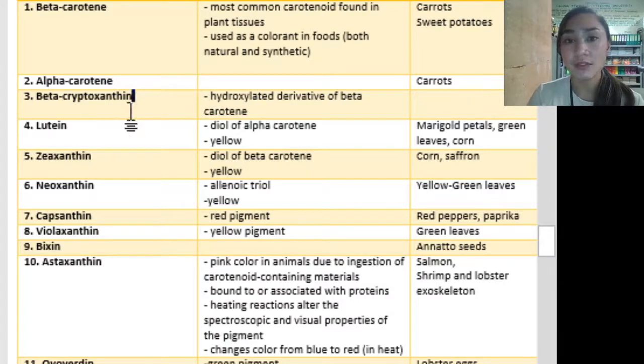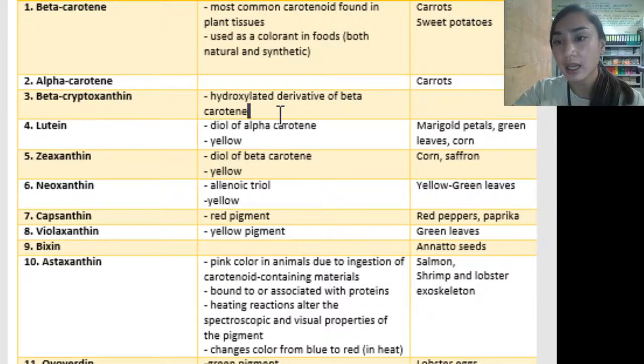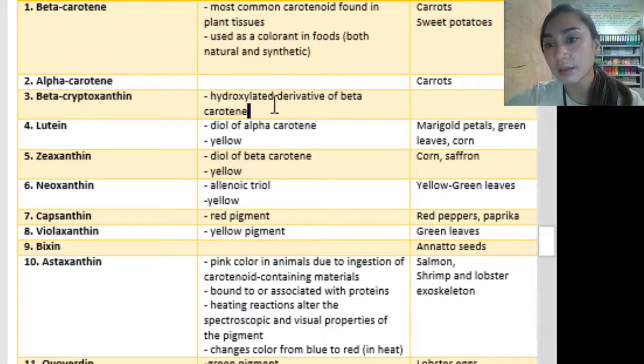Okay, next we have beta-cryptoxanthin. It's a hydroxylated derivative of beta-carotene. When we say hydroxylated, if you look at the structure above, meron lang siyang hydroxide na attachment. So, hydroxylated. Or it's either meron siyang hydroxide na attachment or hydrogen was removed from one of the structures.